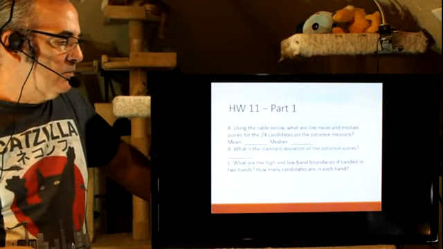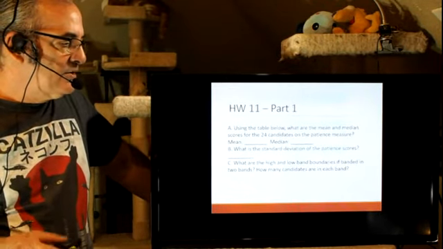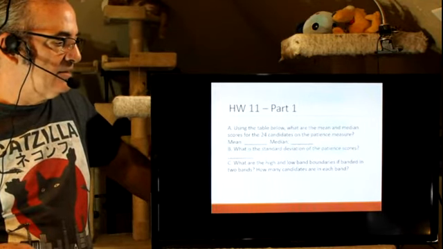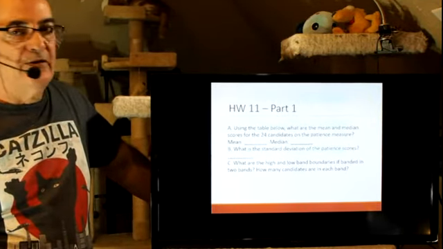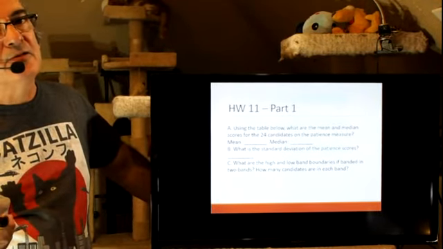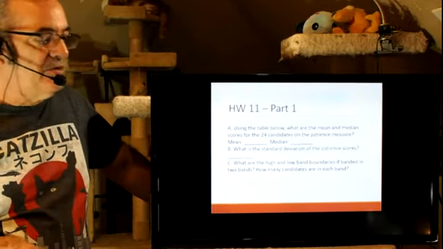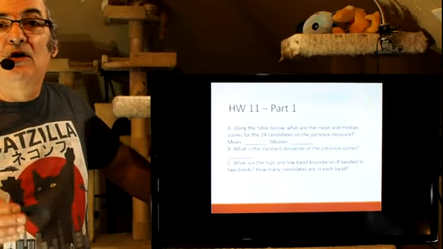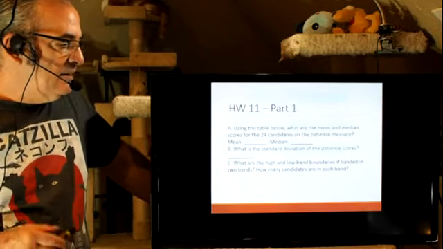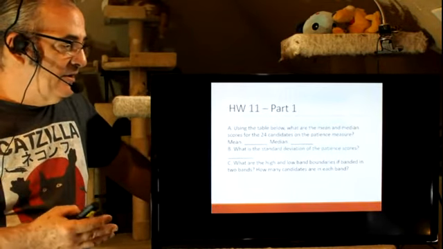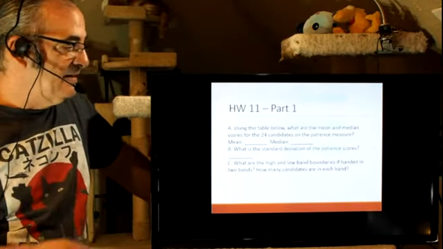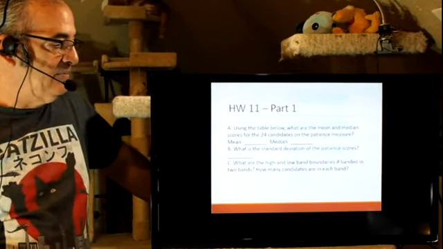So let's talk about homework 11, part 1. Using the table below, what are the mean and median scores for 10 candidates on the patience measure? And I'm returning to that patience measure. I find that interesting given your repertory grid assignment on assessing teaching skill. Basically, all you need to do is look at the scores that I'm going to provide you and fill in those two blanks, mean and median.